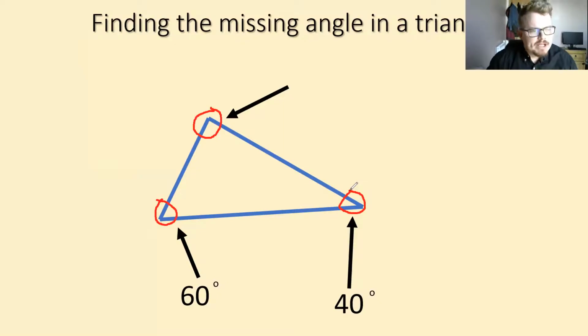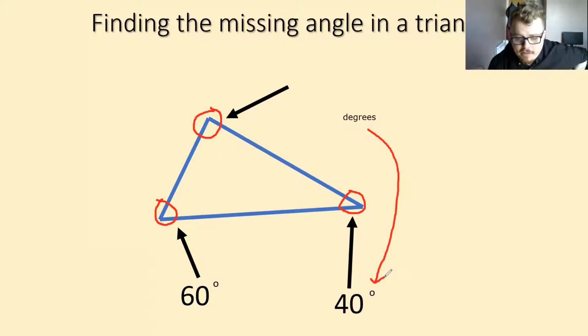Now, when we are measuring angles, we use something called degrees. We don't write the word degrees in maths. Instead, we write a little circle to the top right of a number, and that means degrees. It saves us having to write out degrees.